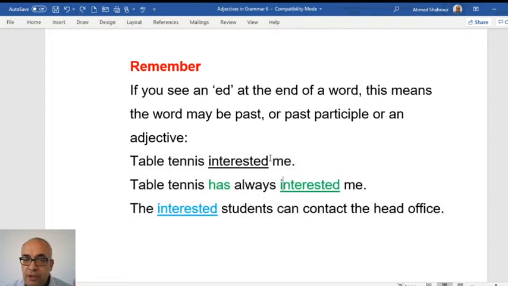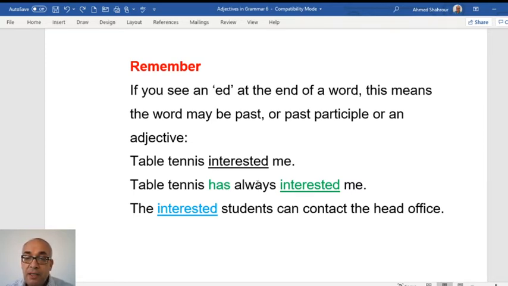So I repeat, interested is the past of interest. Why is it past? Because it has got ed. Why is interested a verb? Because we have an action in this sentence. Me is an object, and interested is a doing word. It's a verb. So we have an action, and that is why I say interested is a verb.